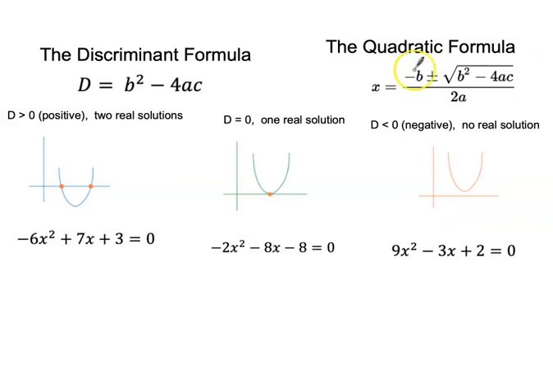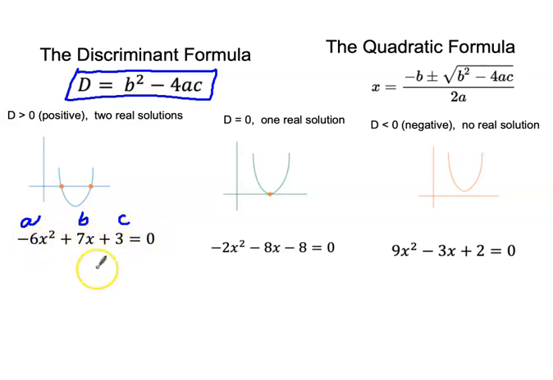Okay, so let's use this discriminant formula and see how it plays out with the problem. First thing you want to do is label A, B, and C. In a quadratic equation, the first coefficient is A, the second is B, and the third is C. Make sure that the quadratic equation is in standard form. And now we're going to substitute in this formula.